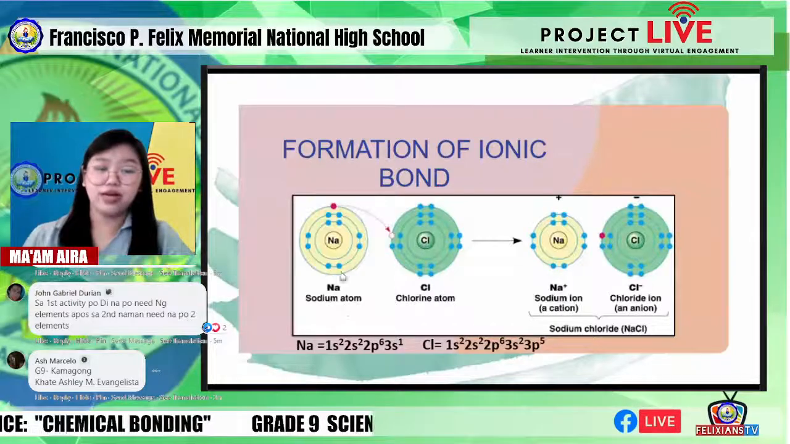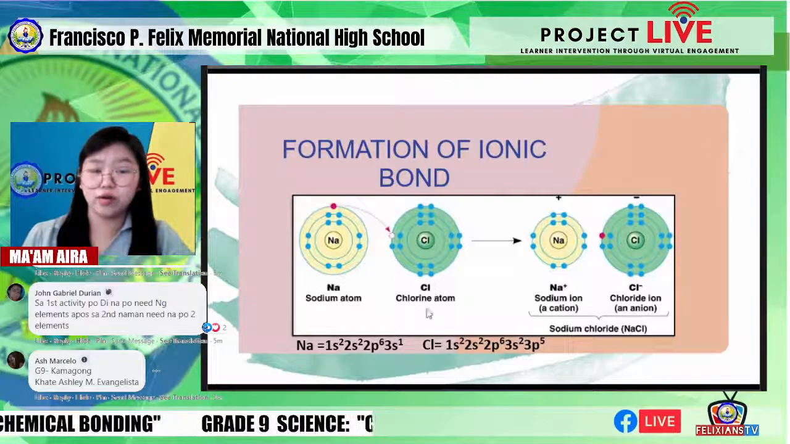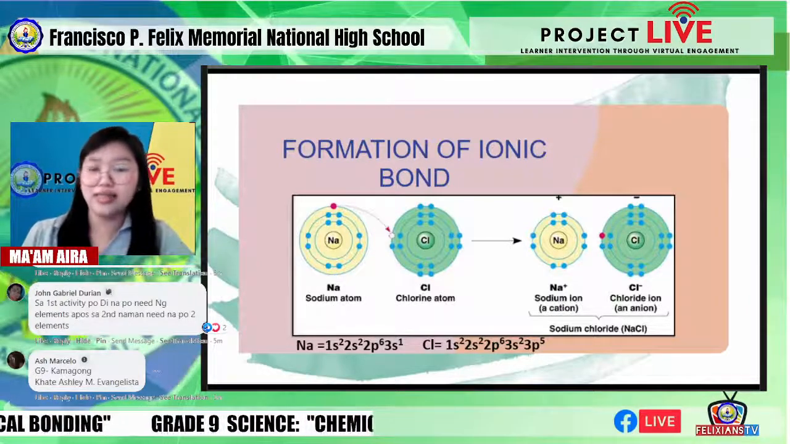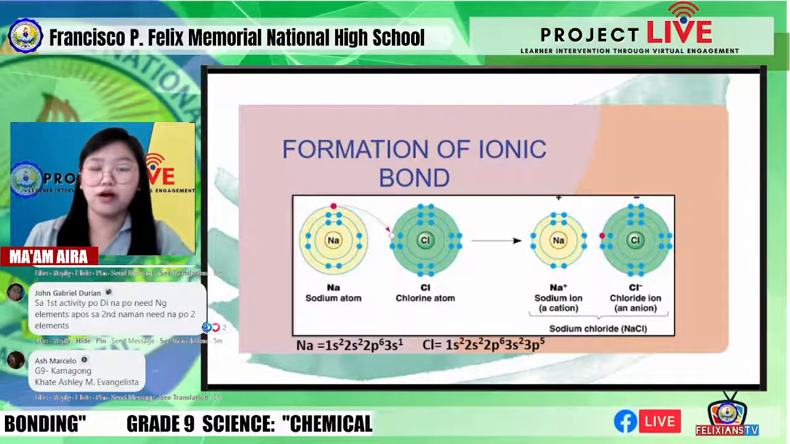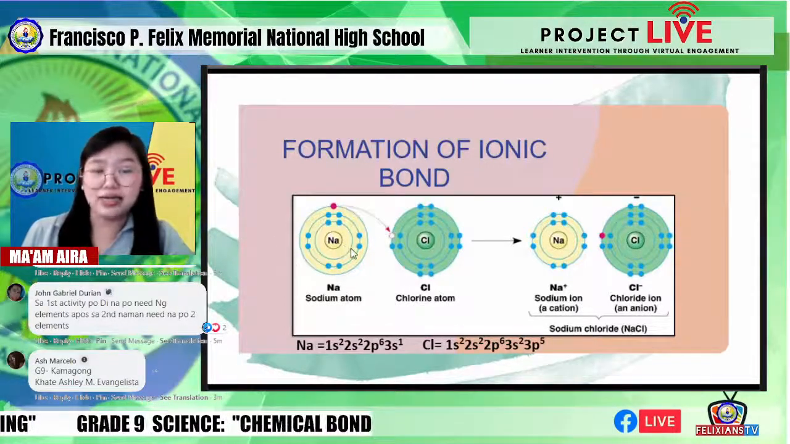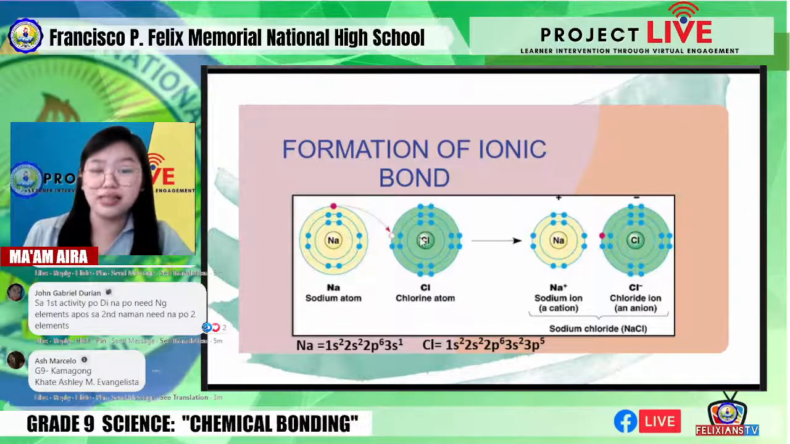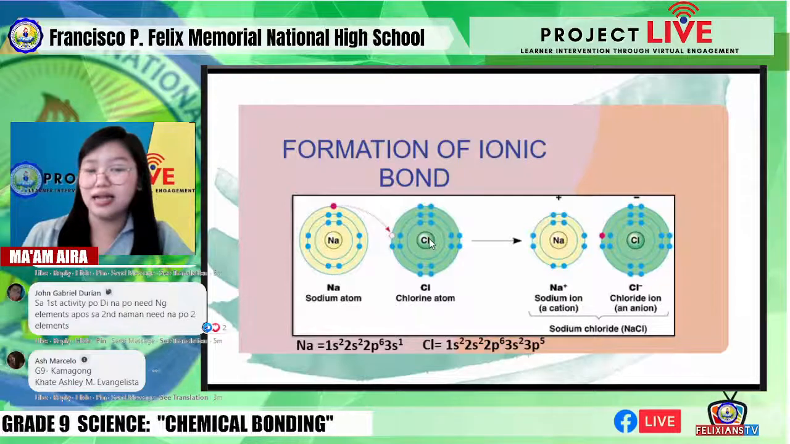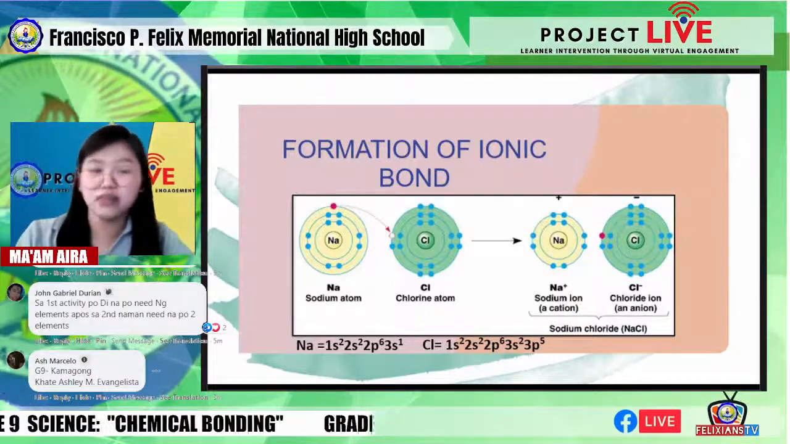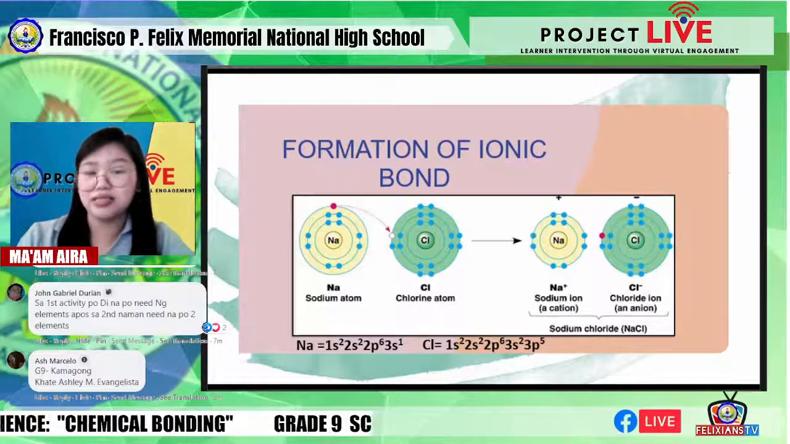We have here sodium or Na and chlorine atom or Cl. The first thing that we need to do is to identify the atomic number of these two participating elements. Now, grade 9, what is the atomic number of Na and Cl respectively? If you have your answers, please type in on the comment box. Again, what is the atomic number of Na and Cl?